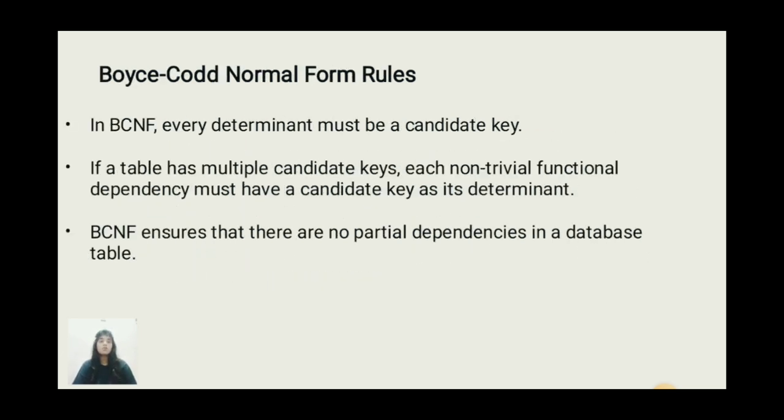Boyce-Codd normal form rules. In BCNF, every determinant must be a candidate key. If a table has multiple candidate keys, each non-trivial functional dependency must have a candidate key as its determinant. BCNF ensures that there are no partial dependencies in a database table.